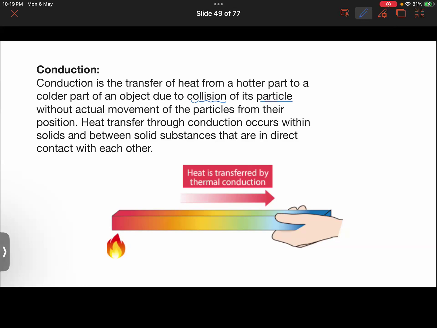Meanwhile, Priyanka, you keep on reading this: particle without actual movement of a particle from their position. Heat transferred through conductors occurs within solids and between solid substances that are in indirect contact with each other.